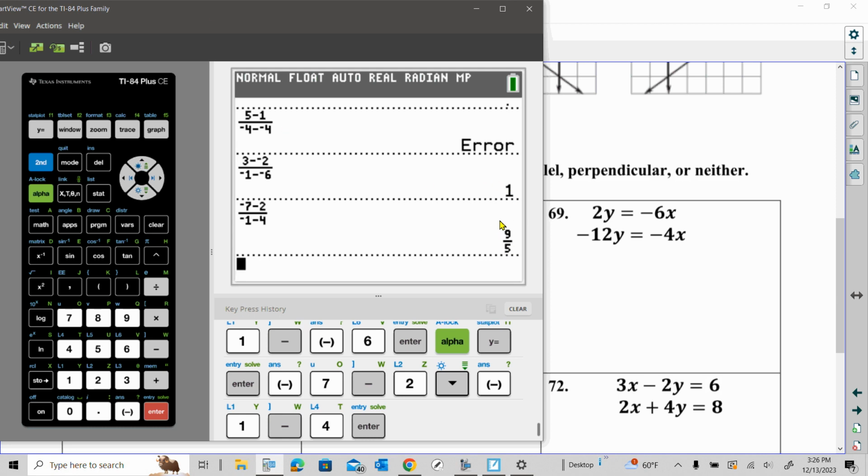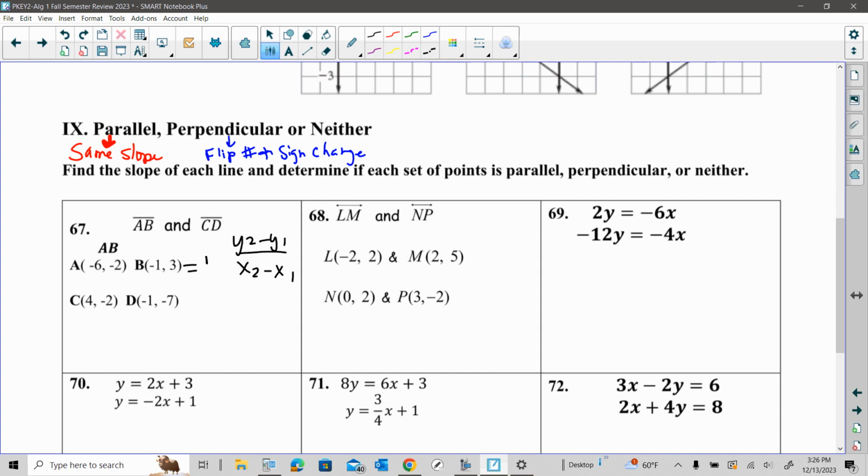So if I see two different numbers, I'll make sure I did those right. 3 minus a negative 2, negative 1 minus this. So I'm just going to record these here. This one was 1. This one was 9/5. So if they're two different numbers, then it's neither. Okay, so we're just using our slope formula to get there.